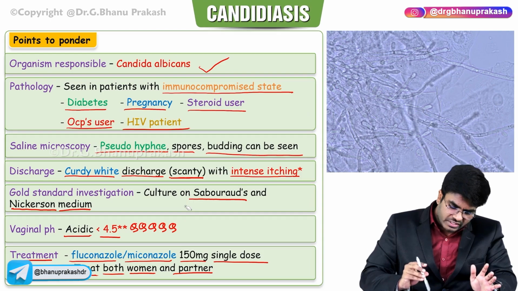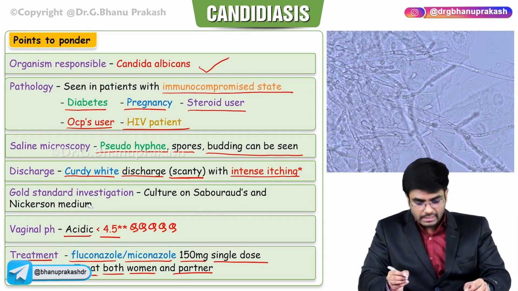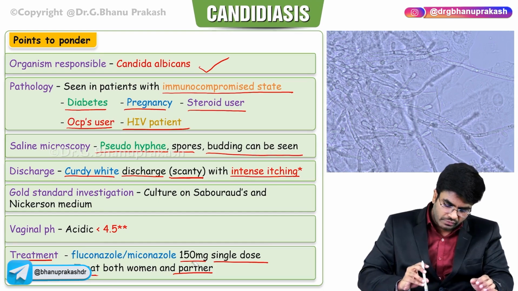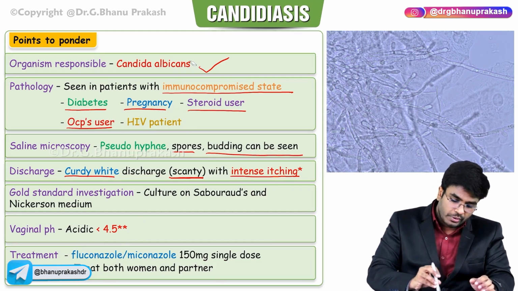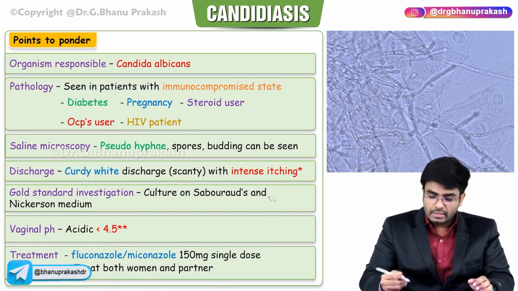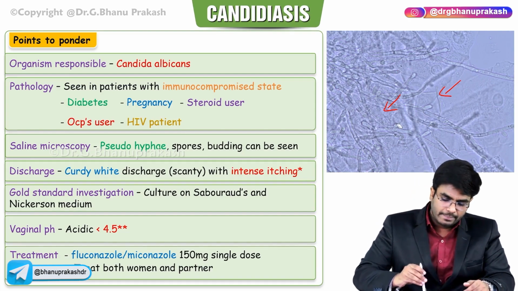What about the gold standard investigation, guys? The gold standard investigation is Sabouraud's and Nickerson's media, and this is the vaginitis which happens at a more acidic pH, and the treatment of choice is the azole group of drugs. And you can see on my top there is a microscopic image of Candida albicans. You can see all these hyphae. See, these rod-like structures are nothing but the hyphae of the Candida.